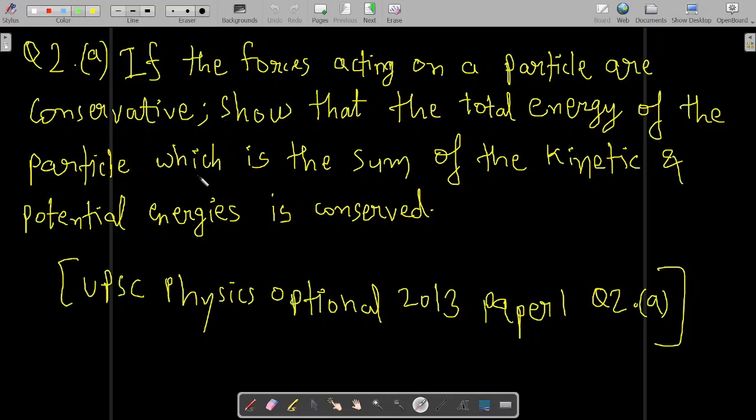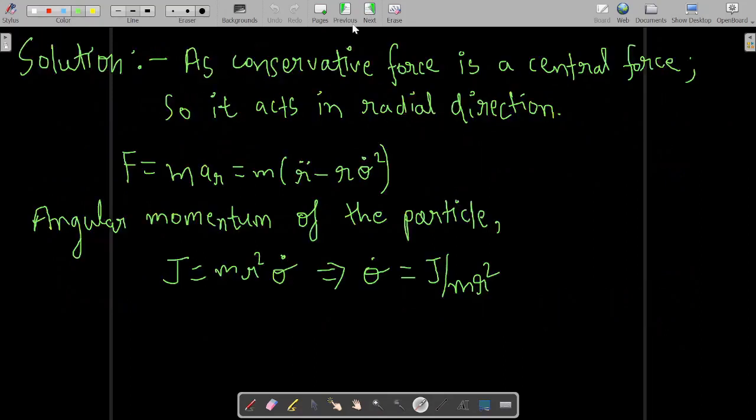is the sum of kinetic energy and potential energy. You already know that the total energy of a particle is the sum of kinetic and potential energies. So we have to show that kinetic energy plus potential energy, that is total energy, is conserved. That's what we have to show. And what is given to us? It is given that the forces acting on the particle are conservative. So let us see how to solve this particular question.